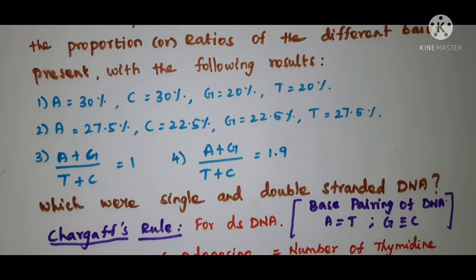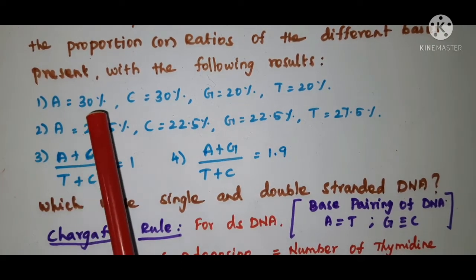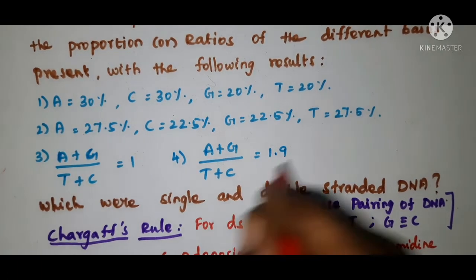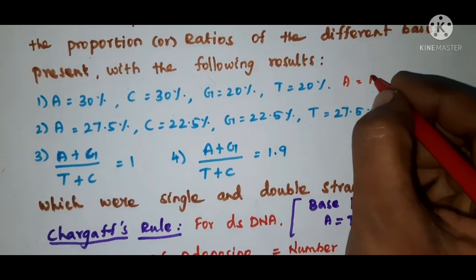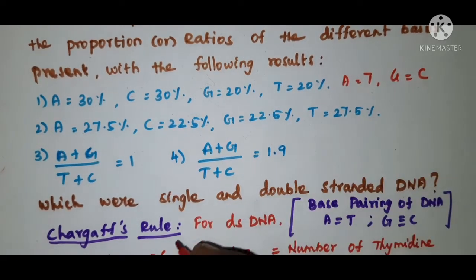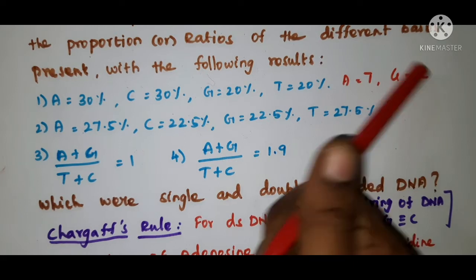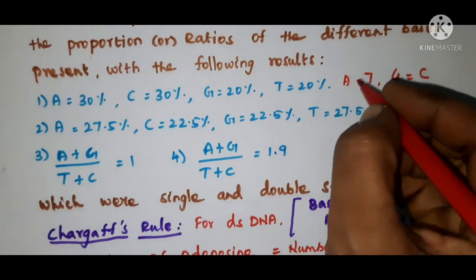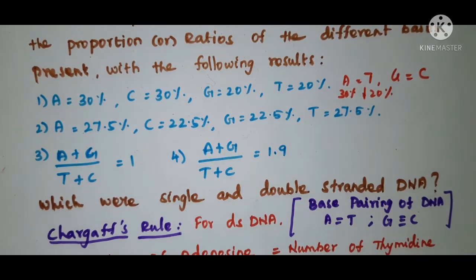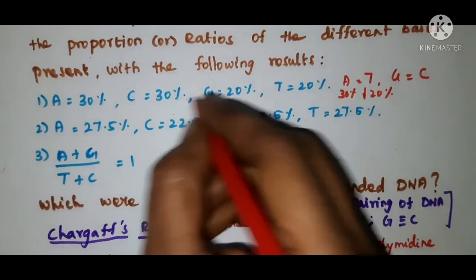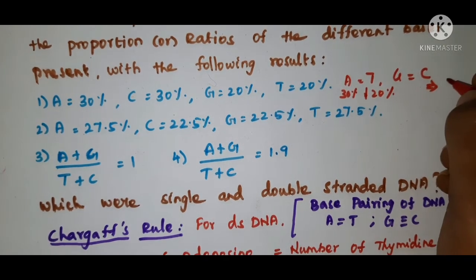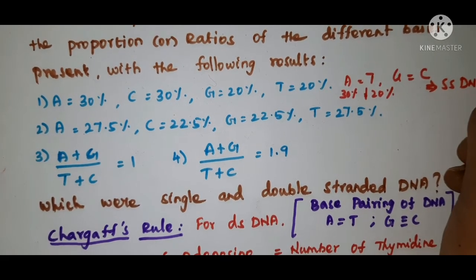Now come to the options. In the first option, the rule is that the proportion of adenine should be equal to the proportion of thymine, and the number of guanine should be equal to the number of cytosine. Here adenine is 30% and thymine is 20%, so this is not equal. Guanine and cytosine are also 30% and 20%. So it shows the DNA is not double stranded, that is, it is a single stranded DNA.